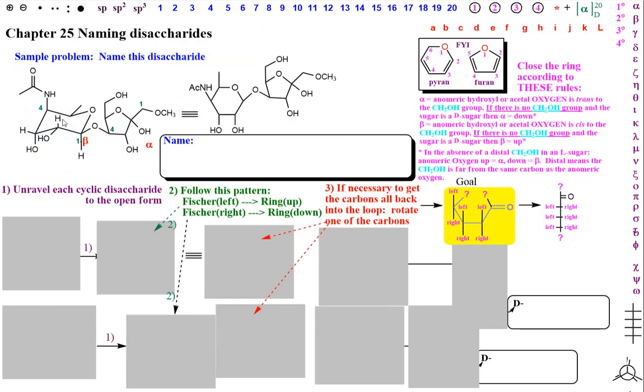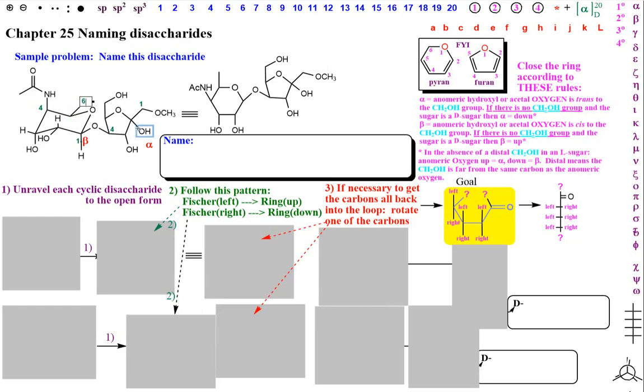Simplifying things, you can convert your chair to a non-chair hexagon. I have all the downs and ups maintained. We have a deoxy group on carbon 6 that we'll have to put in the name eventually. That's not 6, that's 5. That's 6.